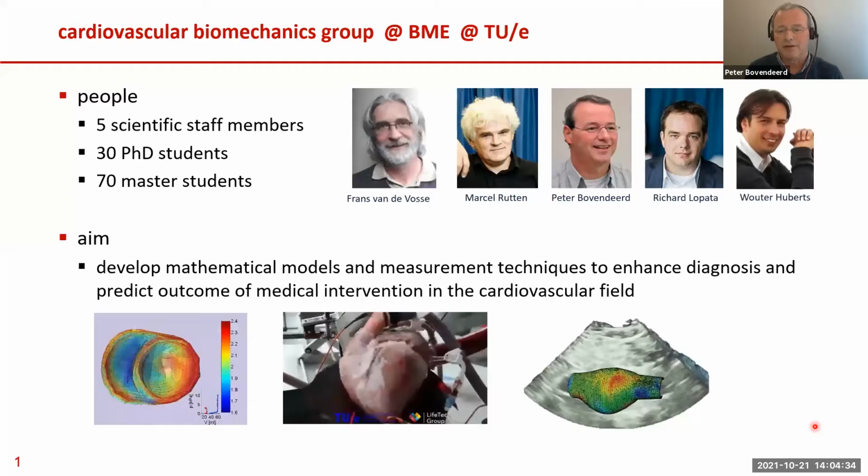And the aim of our group is to develop mathematical models and measurement techniques to enhance the diagnosis and predict outcome of medical intervention in the cardiovascular field. And I had a previous meeting with Martin, and I guess the aim of our group is quite similar to what you aim for in your group. Maybe you have a broader scope, because I heard that people are working on the lung also.